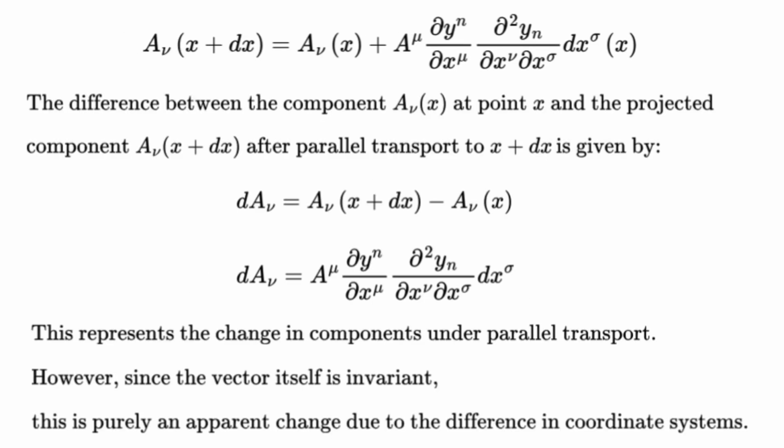The difference between the component a^nu(x) at point x and the projected component a^nu(x plus dx) after parallel transport to x plus dx is given by this. It represents the change in components under parallel transport. However, since the vector itself is invariant, this is purely an apparent change due to the difference in coordinate systems.